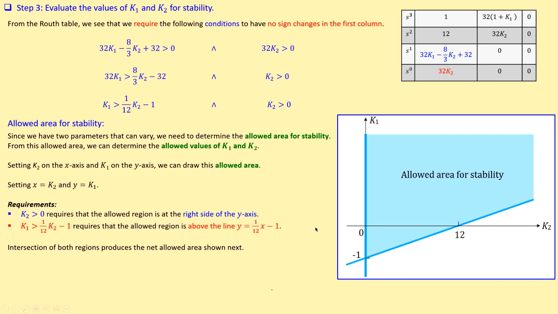expression. Now, for the expression K2 must be larger than 0, that means actually everything on the right side of this vertical line, which is shown here, is allowed, and the left side is for sure not allowed, and everything above this line is allowed. And if I now find the overlap between these two conditions, I get this allowed region. Of course, this extends also above and to the right side, but you can already see that this is the allowed area for stability. It is not just one number. You can see that there is a collection of values.